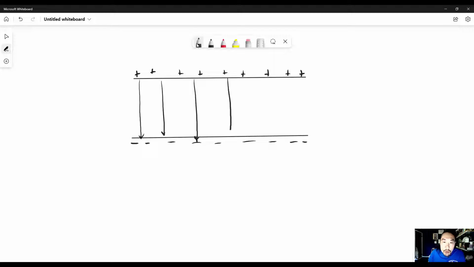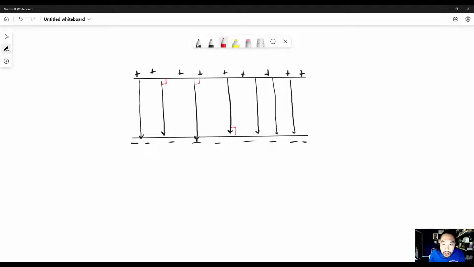All right, now the important thing about this is that in between these two charged plates, we see that the E field is perpendicular to the plate itself. So I'm going to draw that right there. Okay, it's perpendicular to the plate itself.